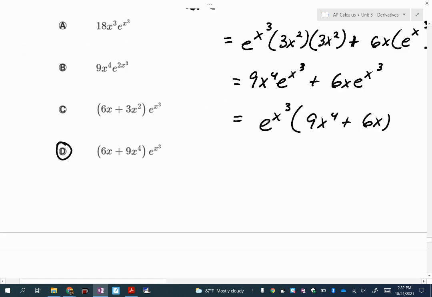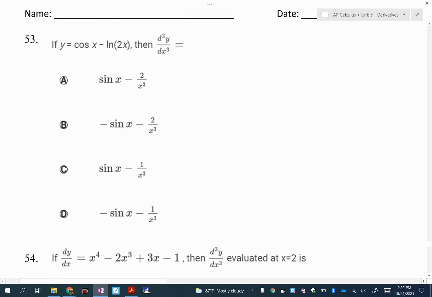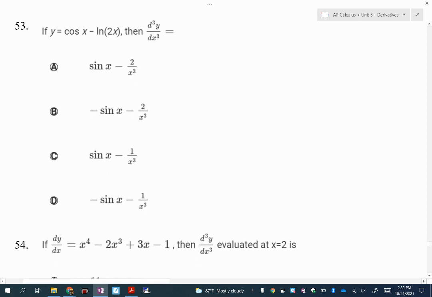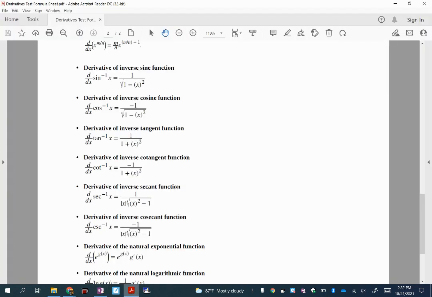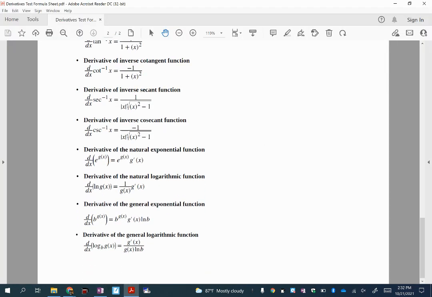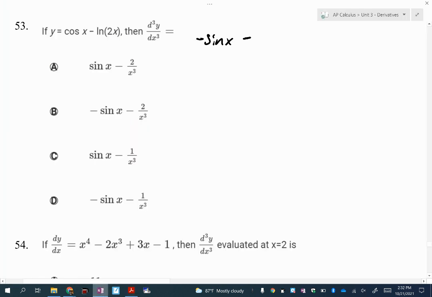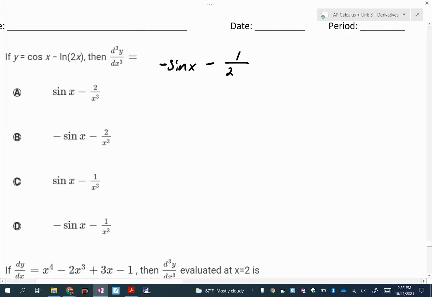All right, that's 52. 53, another higher order derivative. We've got the third derivative, so we need to do the first derivative, the second derivative, and then the third one. So here we go. Here's the first derivative. The derivative of cosine is negative sine of x, then minus, remember how to do the derivative of the natural log function, which is 1 over your argument times the derivative of the argument. So minus 1 over 2x times the derivative of 2x, which is 2. So 2 over 2x is just going to be minus 1 over x.